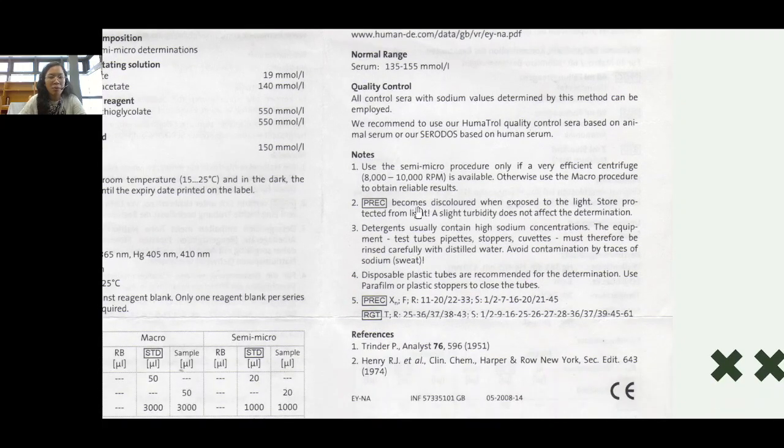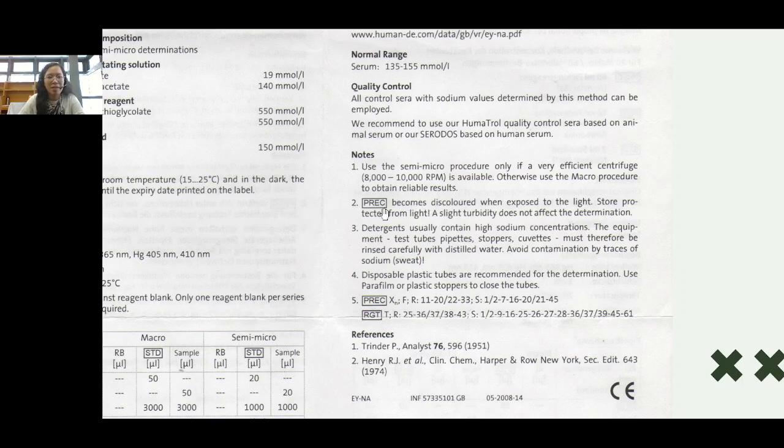So, we have notes here. Use the semi-micro procedure only if a very efficient centrifuge with a speed of 8,000 to 10,000 rotations per minute is available. Right? That is what the centrifuge we use in the lab can do. And otherwise, use the macro procedure to obtain reliable results. Your prec becomes discolored when exposed to light. So, store protected from light.